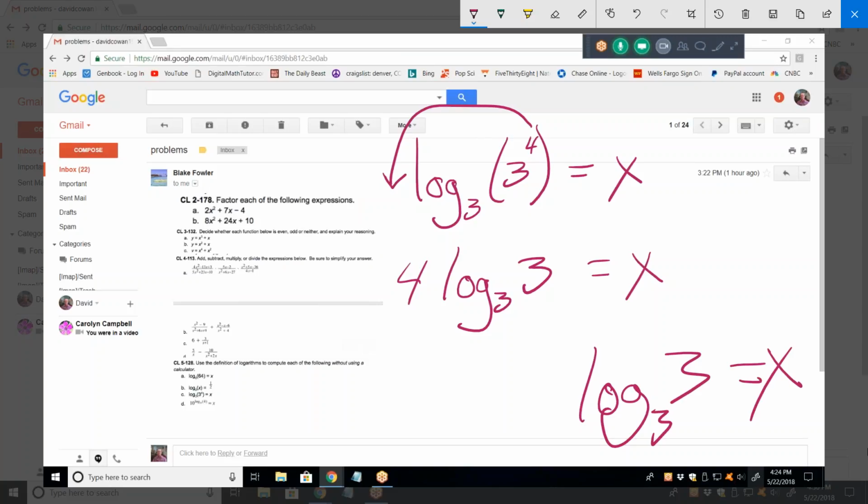You'd say 3 to the x equals 3. What is x? Oh, it's just 1. So that always is 1, as long as those two numbers are the same, doesn't matter if it's 3, 7, or 17. The log base b of b is 1. So since that's 1, x is 4 times 1.